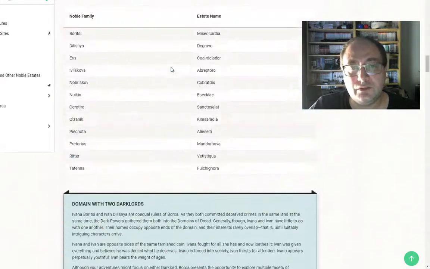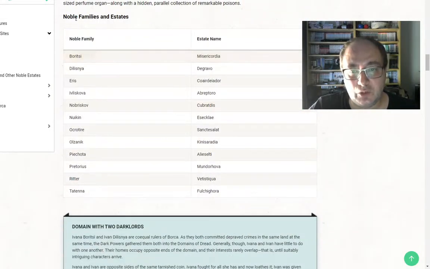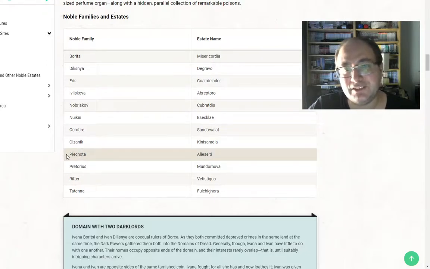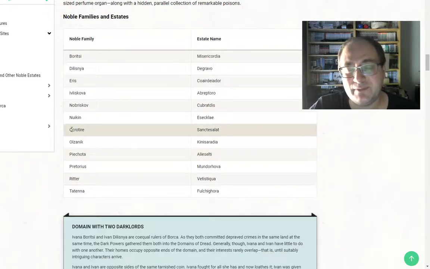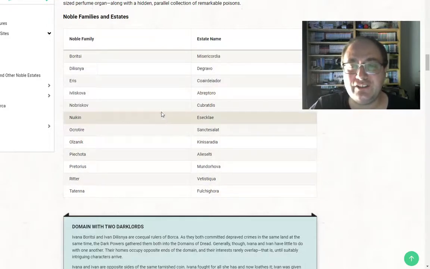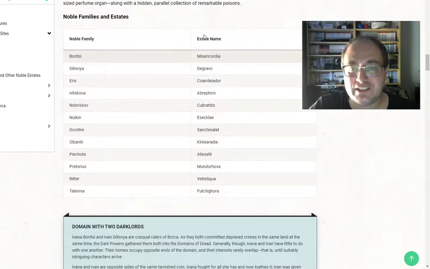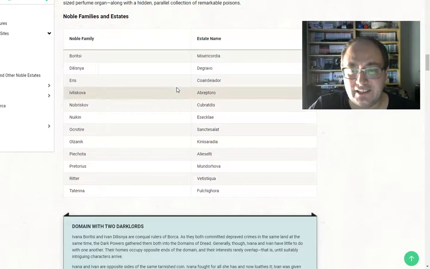Anyway, on to the different noble families. They all have very evocative names. Some are very kind of Polish, even Russian, like Pichota, right? Pichota is a very Polish name, but also a Russian word, for example. You've got German inspiration, Polish inspiration, Russian inspiration, and they all have these very evocative estate names: Misericordia, Alieselti, and so on. I love that.